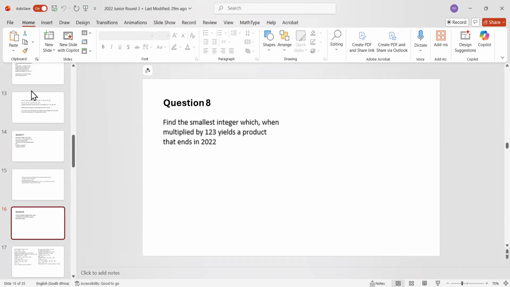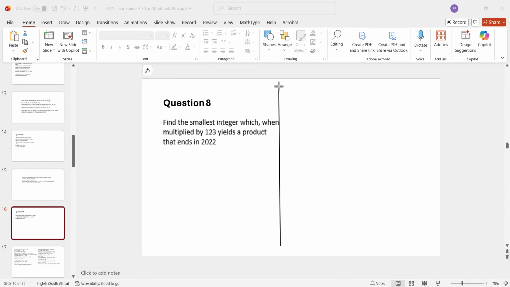Question 8. Find the smallest integer which, when multiplied by 123, yields a product that ends in 2022. All these questions were asked in 2022. Now, this is quite a challenging question, I must say.